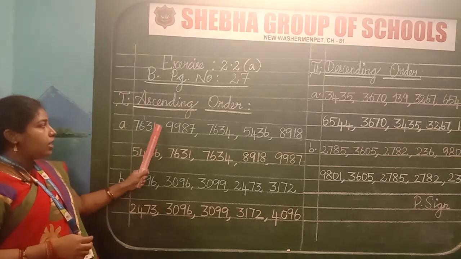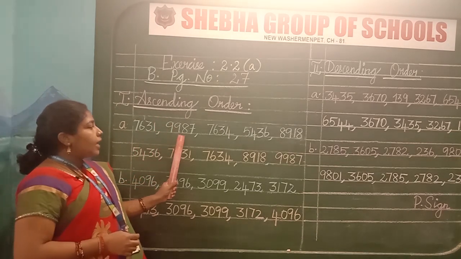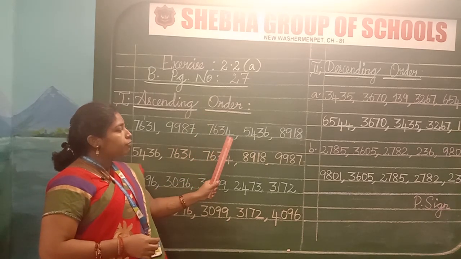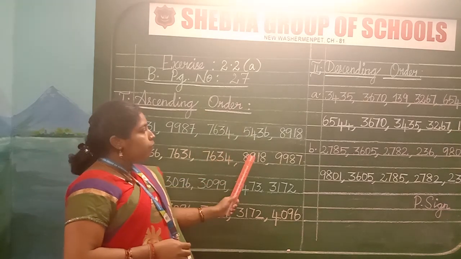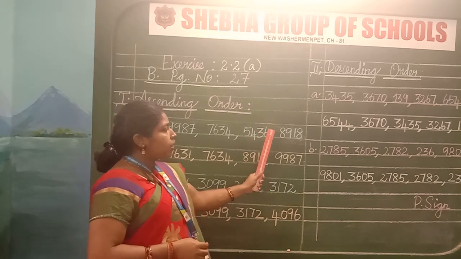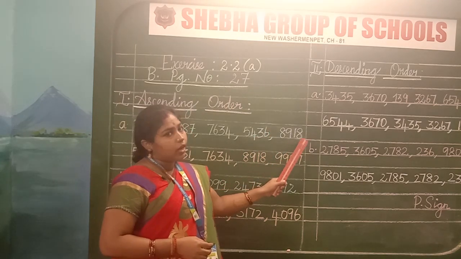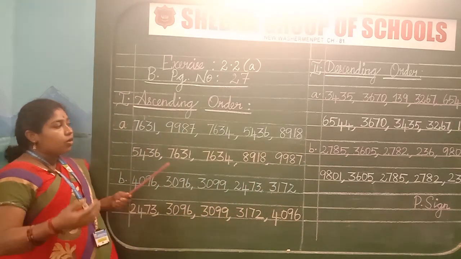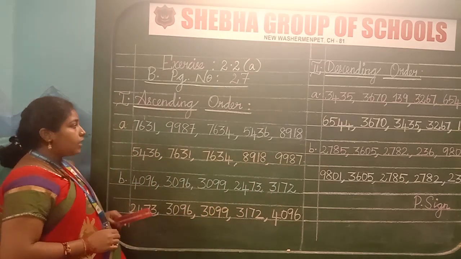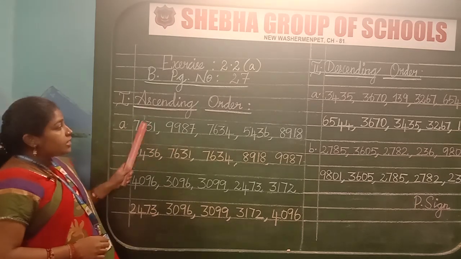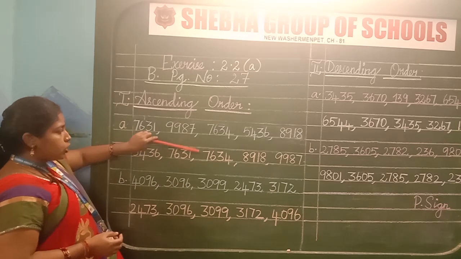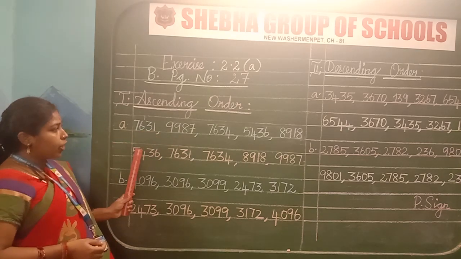7631, comma, finger gap, 9987, comma, finger gap, 7634, comma, finger gap, 5436, comma and 8918. Don't put full stop or anything else, children. Now we are going to write the answer part. So we are arranging this sequence of numbers from smaller to greater. So leave one line and we are going to arrange.